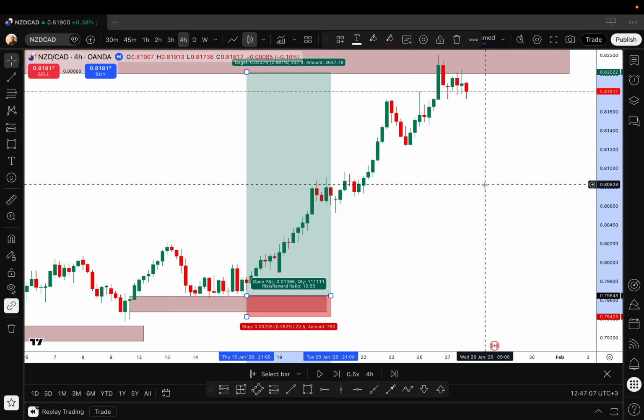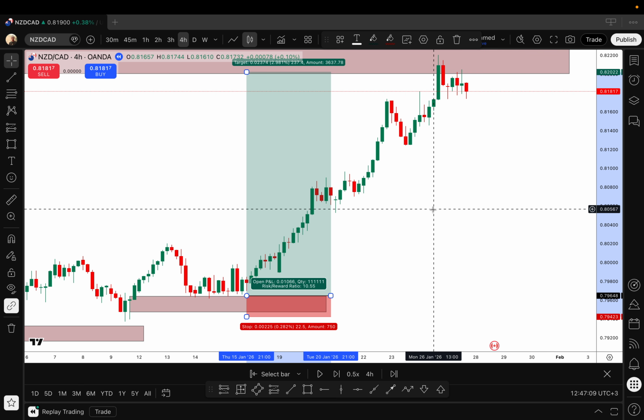Now, I know this looks simple because you see I'm doing it here automatically, but I want you to understand that there's a lot of technicalities that go behind in order for you to understand and identify these zones the way I understand and identify them.